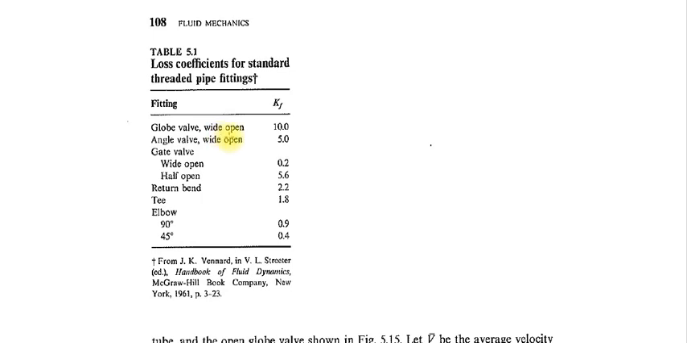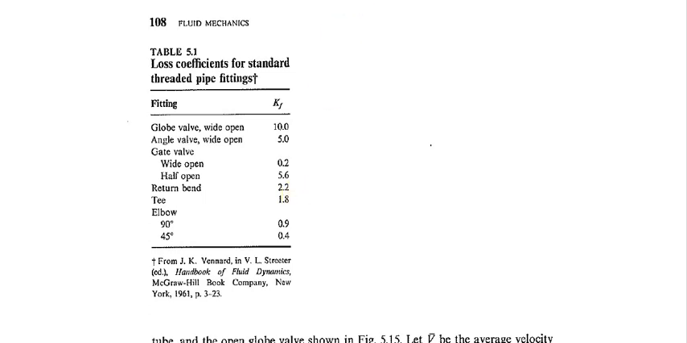So for a globe valve, wide open, it should be 10. For the angle valve, wide open, it should be 5. So you may get different empirical values of Kf for different types of fittings. For different designs of valve it may change, and based on the different type of material it may change.